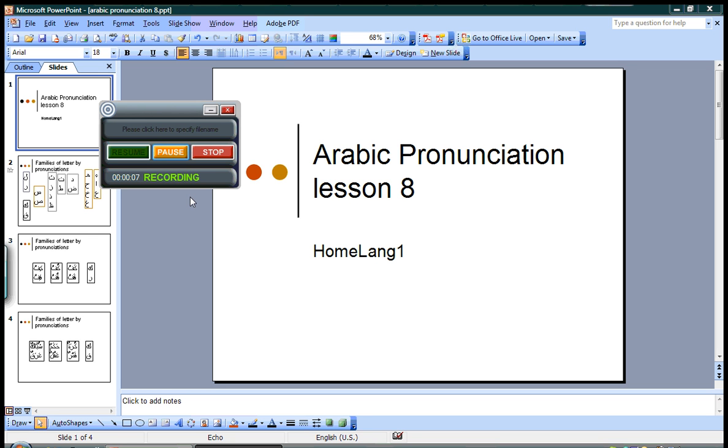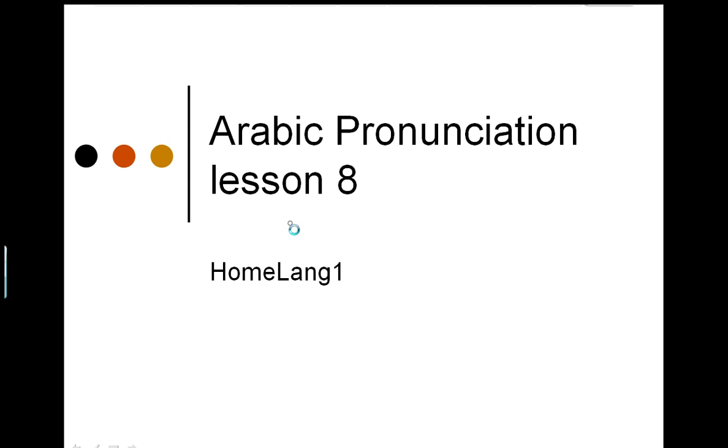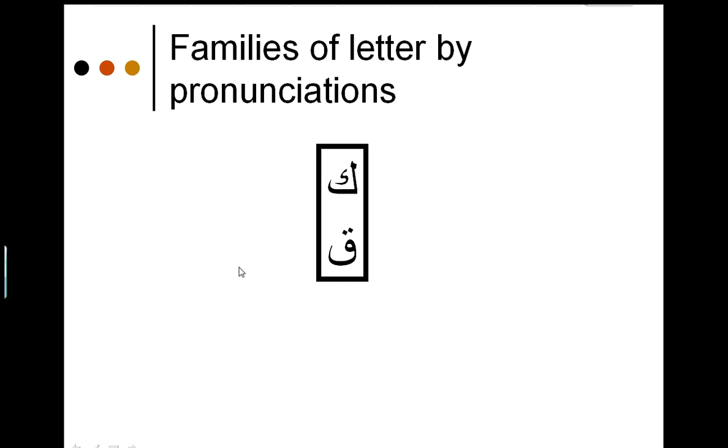It's number 8. With this we're going to finish the pronunciation series. All we have left are the two letters of Kaf and Qaf. So we have finished most of the 28 letters of the alphabet. I hope you're happy. So let's go on. Today's lesson is about the Ka and Qa. The letter Kaf, this one, and the letter Qaf, this one.